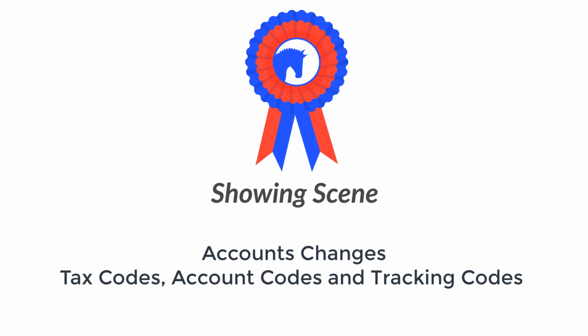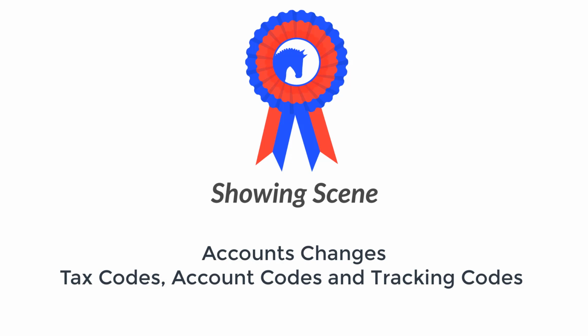Nominal code has been changed to account code. Department code has been changed to tracking code. The big change is that tax codes, account codes, and tracking codes have been changed to a drop-down. The account code drop-down is called Chart of Accounts.